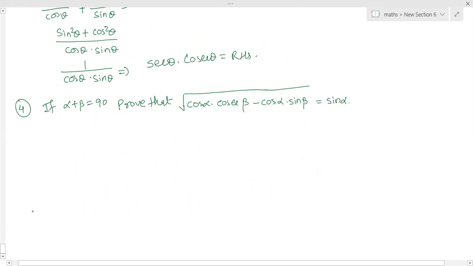If alpha plus beta is equal to 90, prove that the square root of cos alpha into cosec beta minus cos alpha into sin beta is equal to sin alpha.